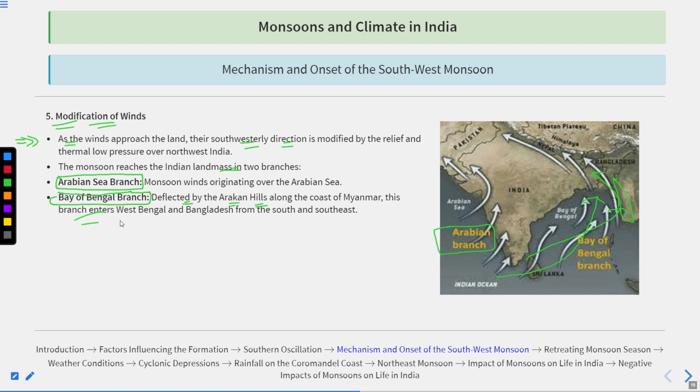This branch enters the West Bengal state of India, this one, and Bangladesh from the south and the southeast. That's why it is known as the Bay of Bengal branch and this is known as the Arabian branch. Remember, both of these are of the southwest monsoon, because they have the common origin of southwest, but then they are deflected into two branches.